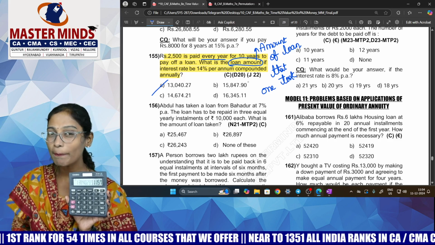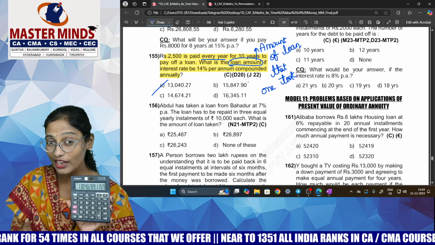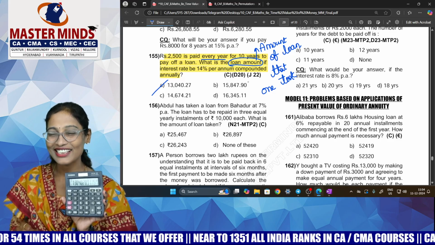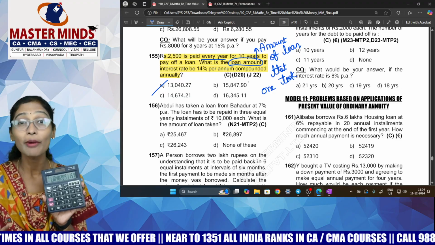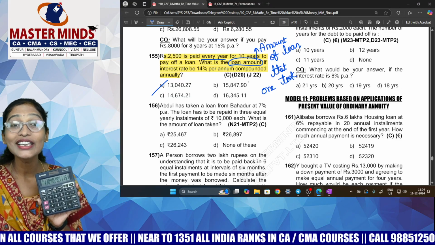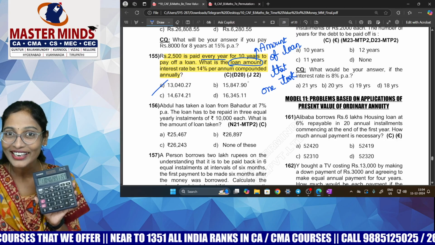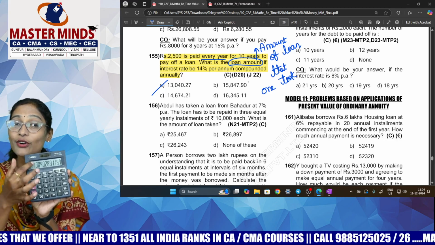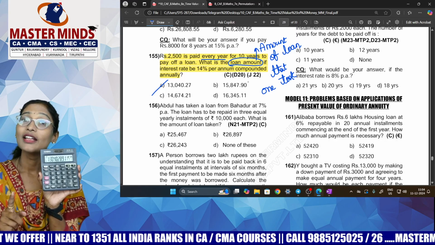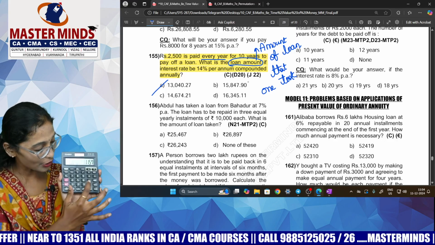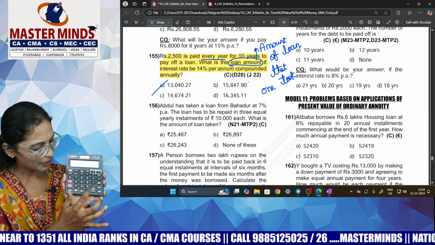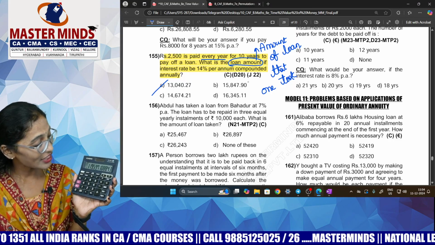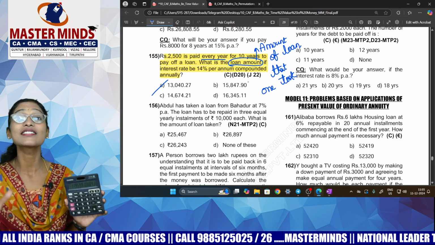But how much you repaid? You repaid 2,500 every year for how many years? 10 years. Means how much is the total amount that you repaid? 25,000. Got it? But what is the money that you borrowed? Simply 13,040. That means how much interest that you paid? Subtract from 25,000. That 11,959 rupees is the interest that you paid.